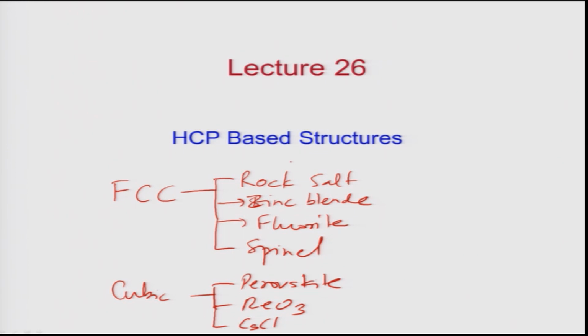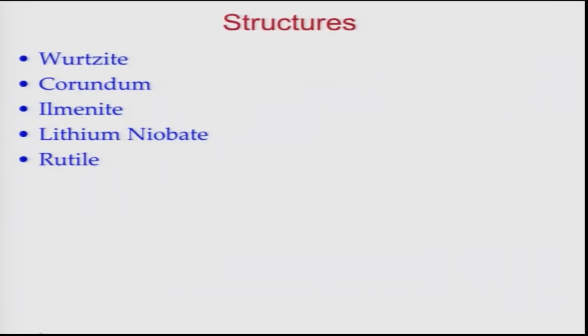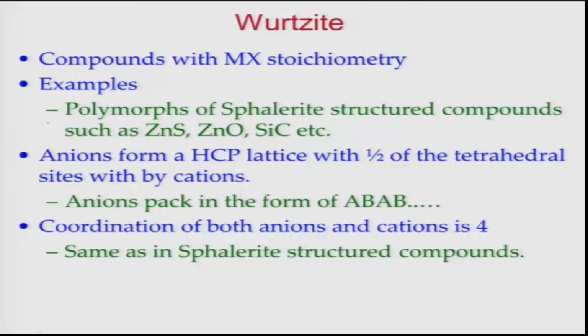Basically what happens in these structures is that anions make the hexagonal close packed lattice, and cations occupy the interstices in them. Depending upon the ratio of radii between the two, they occupy either tetrahedral or octahedral interstices, as we have seen earlier in the case of FCC. Moving to the next slide, the common structures that we are going to discuss in this category are the wurtzite structure, corundum structure, ilmenite, lithium niobate, and rutile based structures.